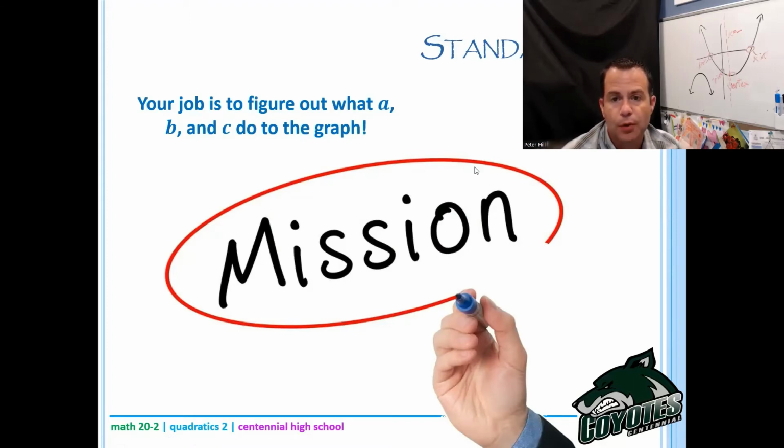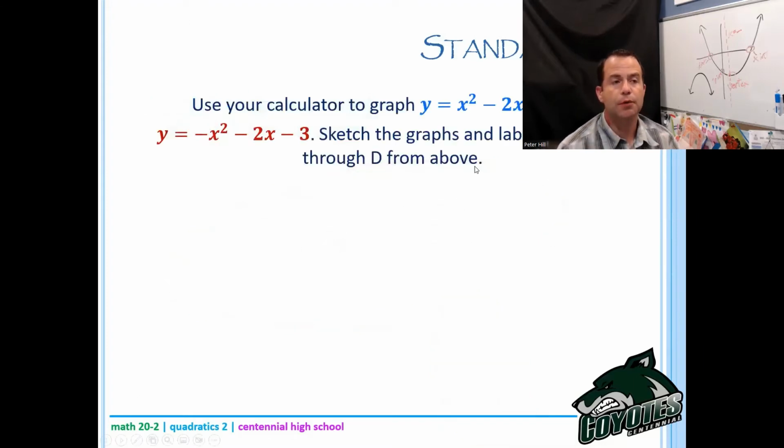Okay, so I am going to walk you through graphing one or two of these just to give you a review of your graphing calculator. After that, I'll just get you to pause and do it yourself to make sure you are okay graphing things on graphing calculators. So we're going to graph y equals x squared minus 2x minus 3 and y equals negative x squared minus 2x minus 3.